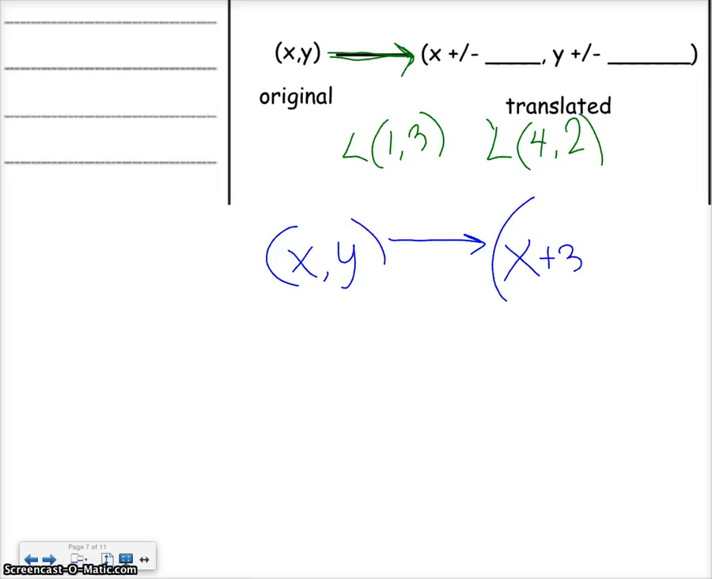Okay? Comma, now take any y that you're at, and how did my y change? I went from 3 to 2. I subtracted 1. And that is the rule of this translation. What this rule means is that I went to the right 3 and down 1. That's what that means. I go to the right 3 and down 1.